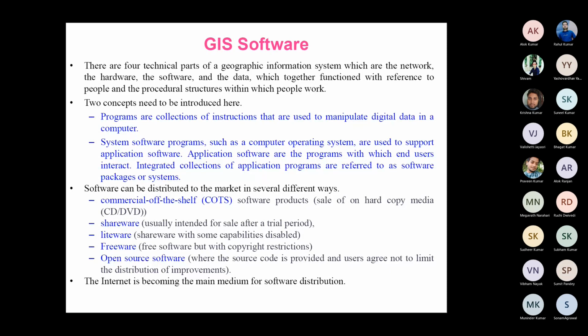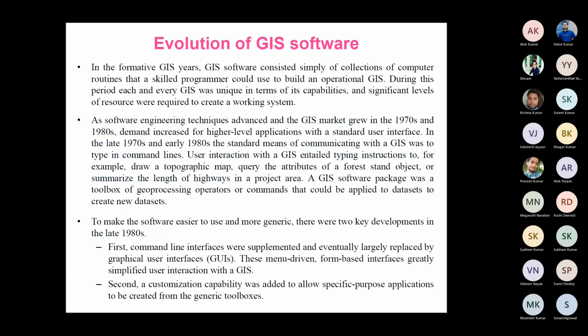So these are the general terms related to software. If you see the evolution of GIS software, I'm just reading it out because most of this is already covered in the GIS history part. In the formative GIS years, GIS software consisted simply of a collection of computer routines that a skilled programmer could use to build an operational GIS. During this period, each and every GIS was unique in terms of its capabilities, and a significant level of resources was required to create a working system.